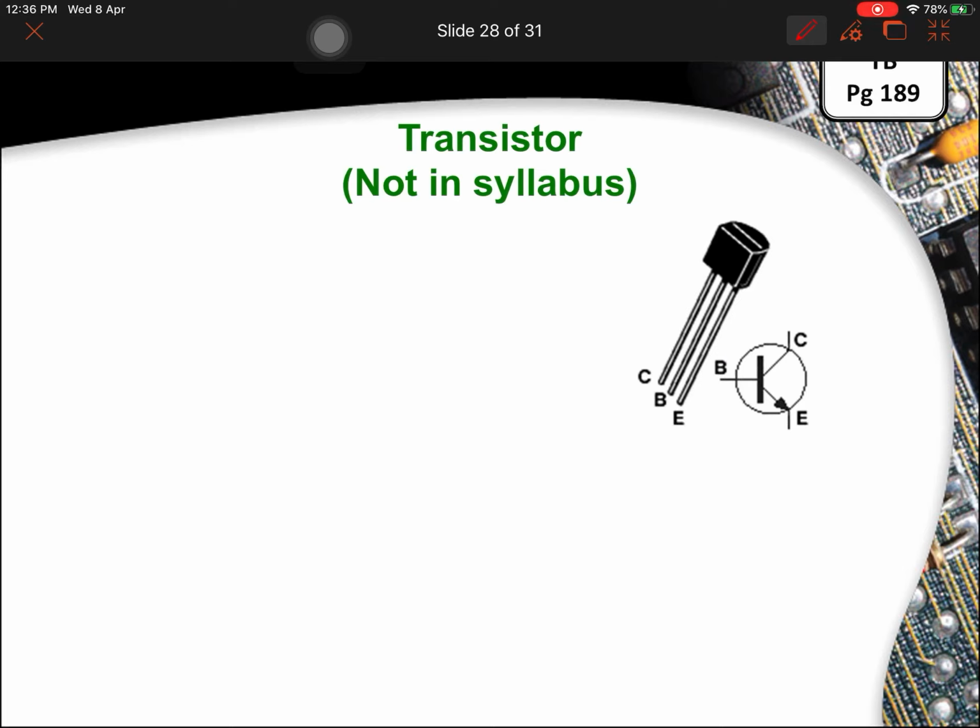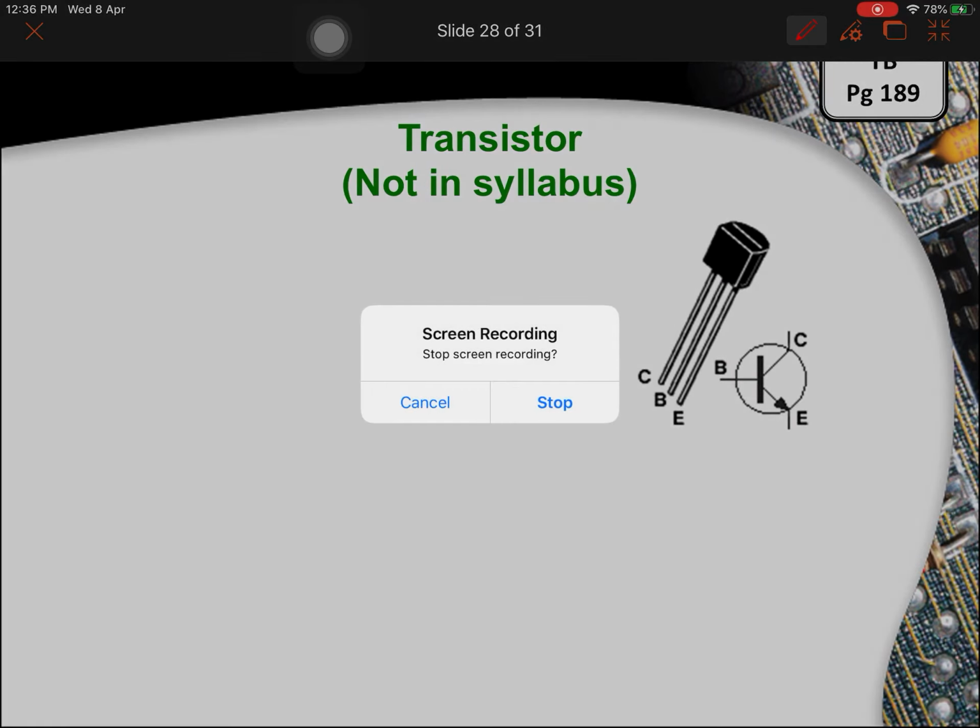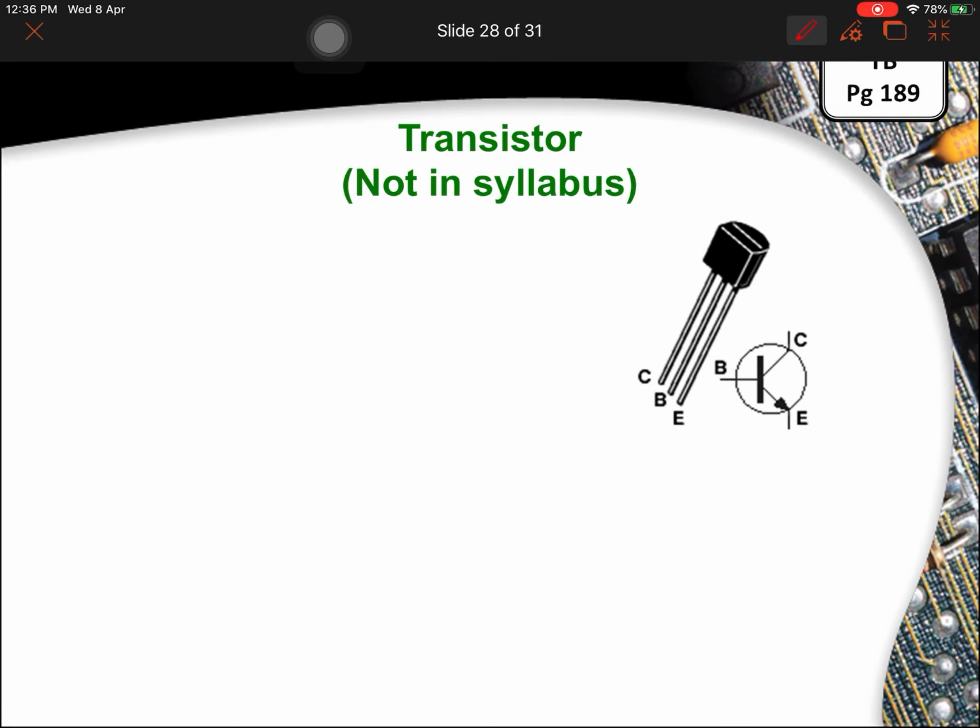Okay, we will end here. That's the end of the chapter. You can continue with this to learn more about transistors, but this will not be in your syllabus for IGCSE. So what you need to do now is to complete your worksheet, and we will go through the answers in the next lesson.